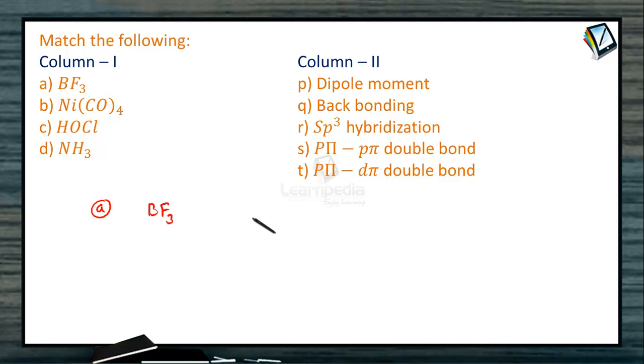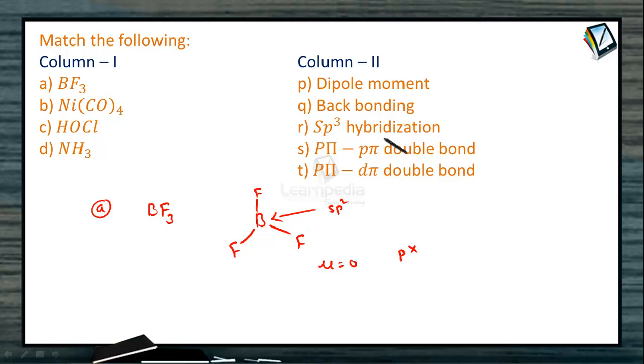This BF3, boron trifluoride, has the central atom boron in sp2 hybridization. So sp3 hybridization is not correct, so R is wrong. BF3 is sp2 with a trigonal planar structure. The molecule being planar, the bond moments of each B-F bond cancel one another and the net dipole moment mu is equal to 0. So P is also wrong.